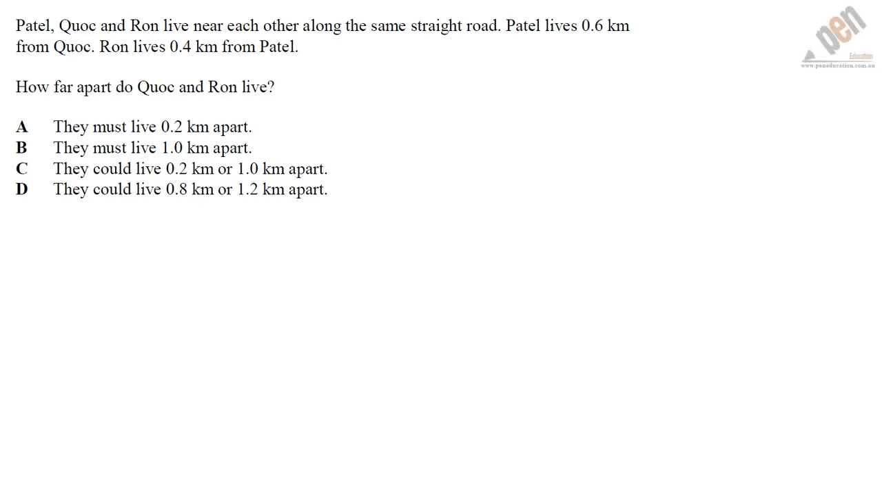Patel, Kwok, and Ron live near each other along the same straight road. Patel lives 0.6 kilometers from Kwok. Ron lives 0.4 kilometers from Patel. How far do Kwok and Ron live apart?